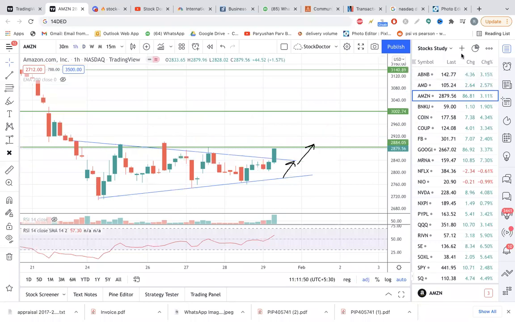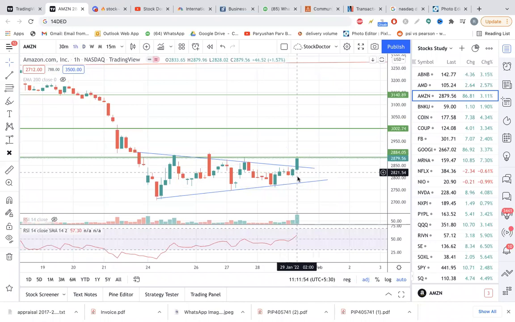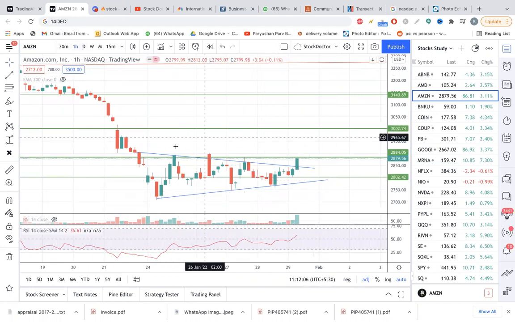But the immediate targets I am seeing on the hourly time frame, as I mentioned, are here, like 3002 is the immediate target for Amazon, and the stop loss would be around 2800 for this stock. If it starts trading below 2800, then there will be selling pressure on this stock.